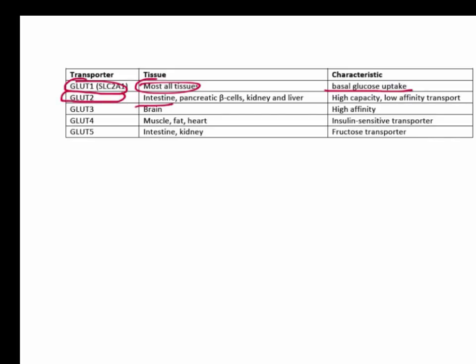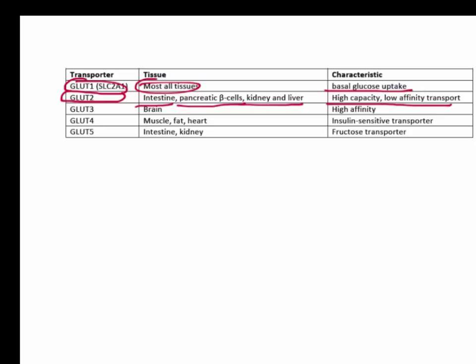GLUT2 is found in the intestine, pancreatic beta cell, kidney, and liver. It is a high capacity and low affinity transporter. That is, it works only when the concentration is fairly high on one side of the membrane, but it has a high capacity. So this kinetic property allows glucose to move across the membrane in either direction, depending on which side has a higher glucose concentration. It's therefore known as a bidirectional glucose transporter.